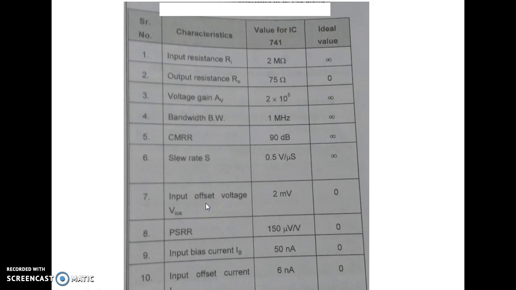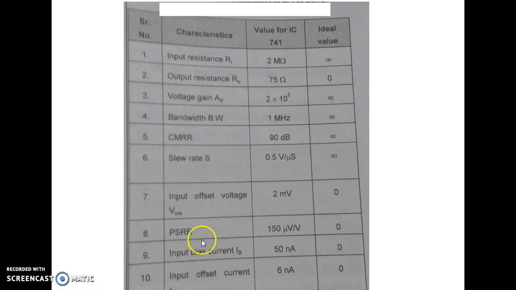Then input offset voltage is 2 millivolt, ideal it is 0. Power supply rejection ratio is 150 microvolt per volt, ideal it is 0. Input bias current IB is 50 nanoampere, ideally it is 0, and input offset current is 6 nanoampere and ideally we can call it as a 0.